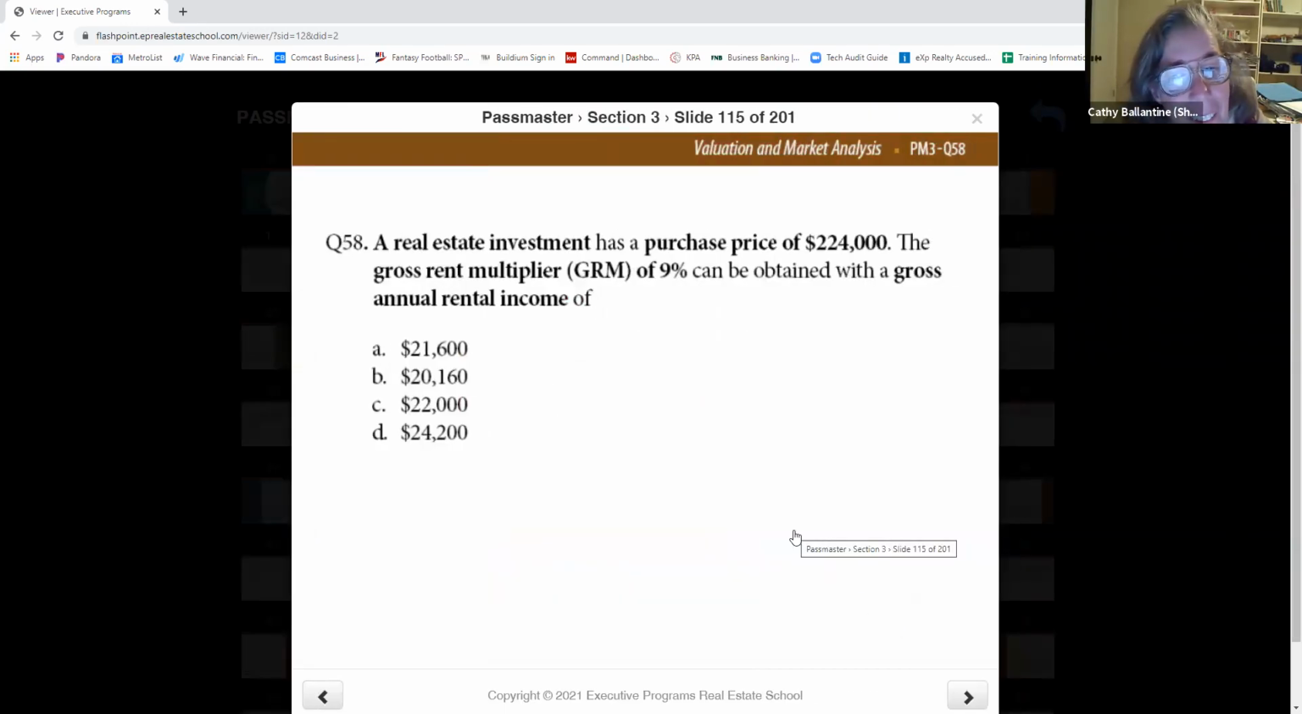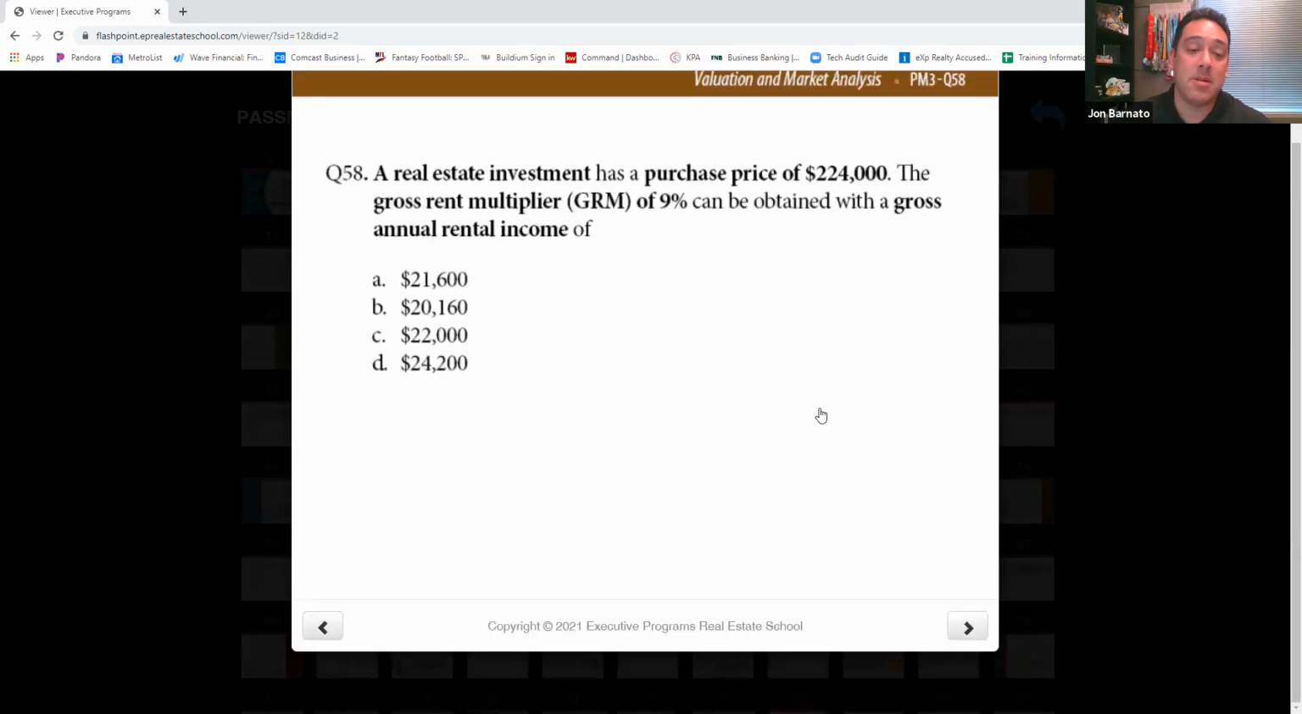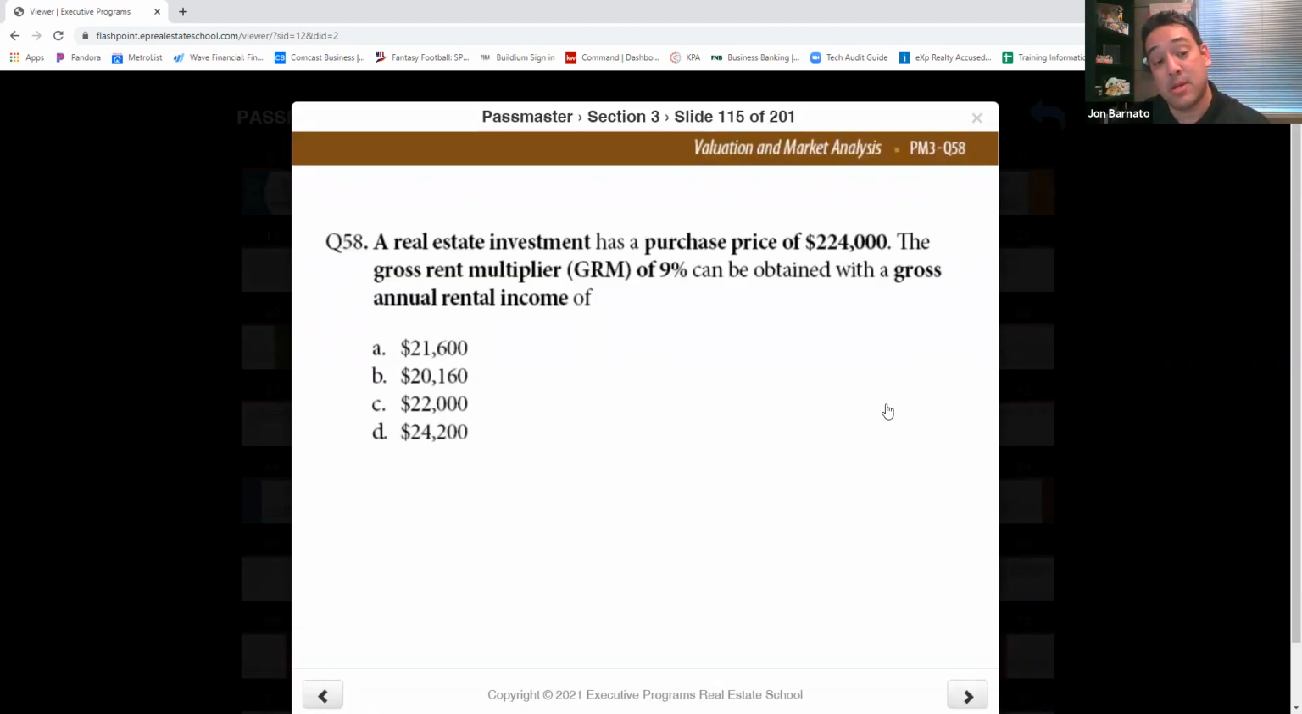A real estate investment has a purchase price of $224,000. The gross rent multiplier of 9% can be attained with the gross annual rental income of blank. There's no math now, so unfortunately, you won't see this type of question on the test. But gross rent multiplier is what?